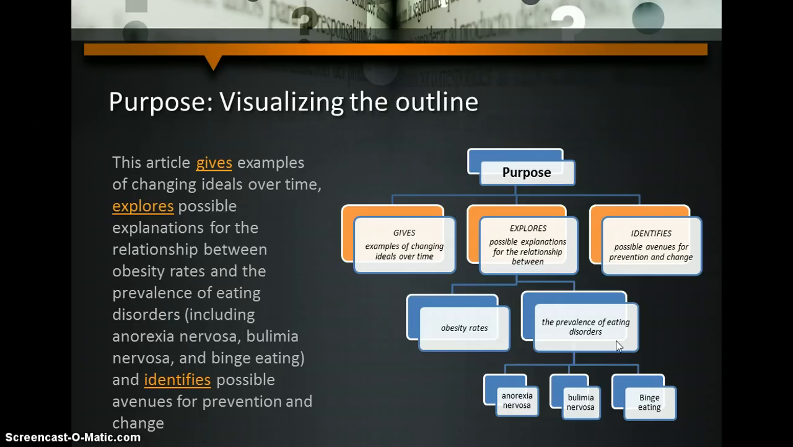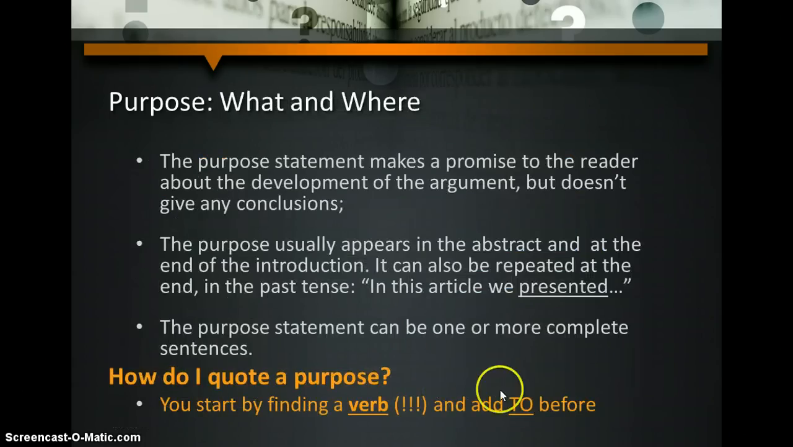So when we have an article with more than one purpose, if we put together a graphic organizer like this, then we can begin to see the article before we even begin to read it. So again, what do we want to do? We want to look for the verb, and we add to it.